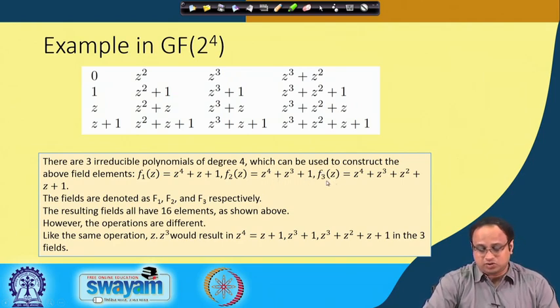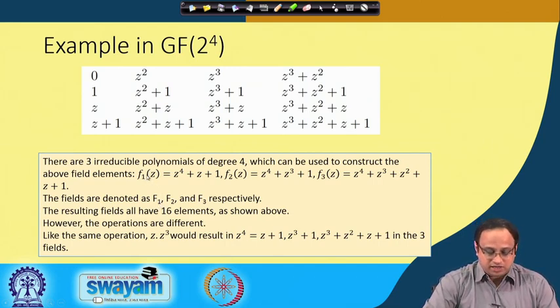And then there is a third one which is called f3(z), which is actually a pentanomial. So, these are examples of trinomials, but now you have another polynomial which is a pentanomial, which is z to the power of 4 plus z cube plus z square plus z plus 1, which is also an example of an irreducible polynomial for GF(2^4). So, therefore, what I do is I extend using f1(z), the field is what I call, say, capital F1.